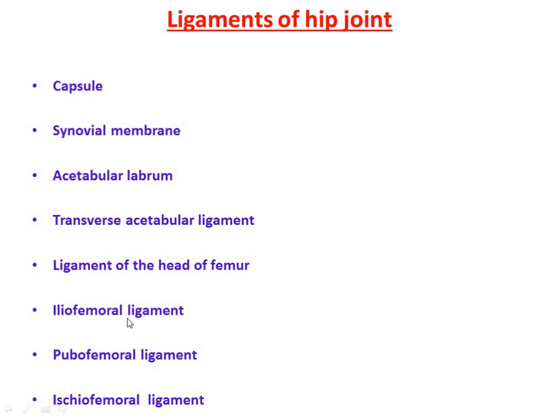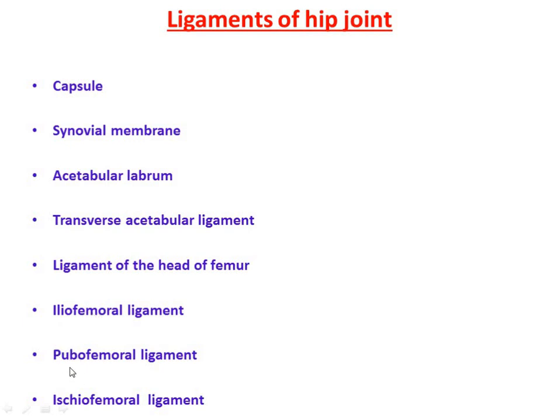Then, there are three very important ligaments coming from the three different components of the hip bone to the femur, which again provide stability to the hip joint. Iliofemoral, that is coming from the iliac component of the hip bone to the femur.